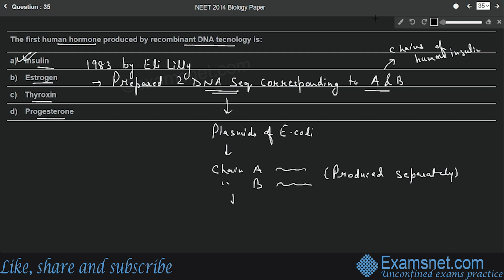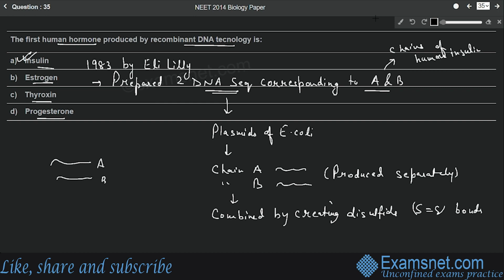Then these two chains were combined by creating the disulfide bonds, that is sulfur-sulfur bonds, right? To form the human insulin. Because we know in human insulin there are two chains, chain A and chain B, which are connected by the disulfide bridges. Okay, like this. So option A will be the correct answer.